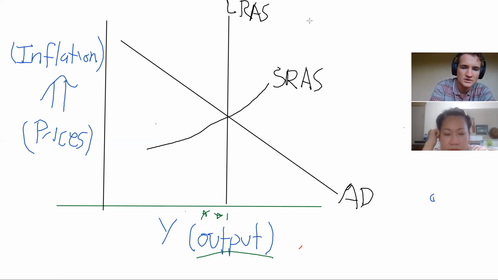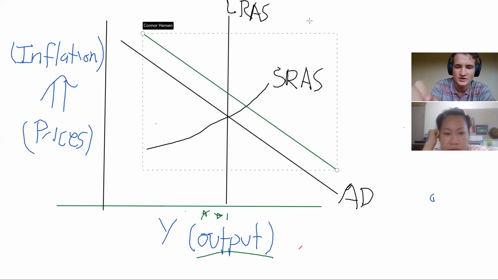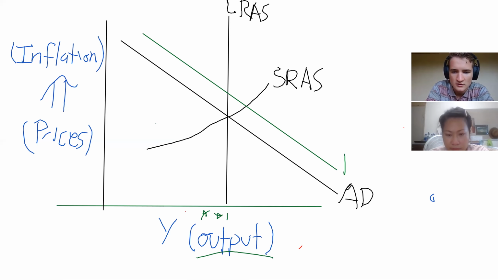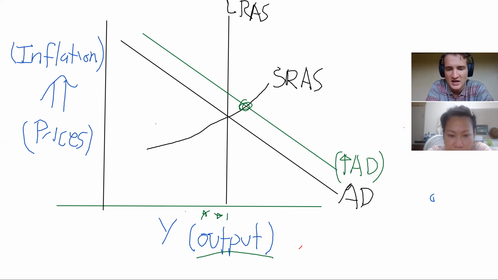So we'll come down here. This is an increase in aggregate demand. So we're going to see what happens. Increase aggregate demand. In the short run, our new equilibrium is going to be right here, because that's where demand and supply meet. And in the long run, it's going to move out here. In terms of output, we can see in the short run, there's a little bit of an increase.